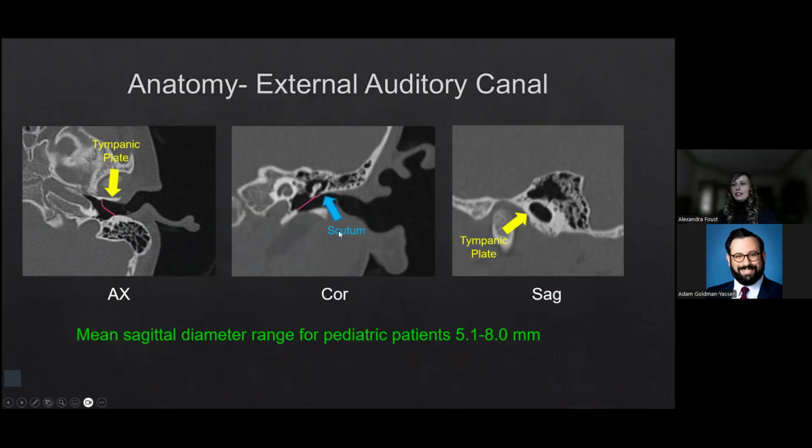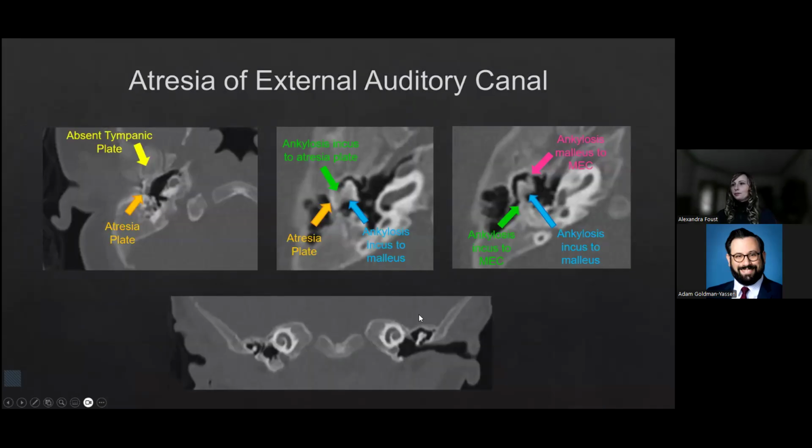We'll also just highlight here the scutum, which is going to be this sort of triangular junction between the external and middle ear cavity. It's going to be where the tympanic membrane inserts superiorly, and it's also just a landmark when we're talking about cholesteatomas, so another thing to be familiar with.